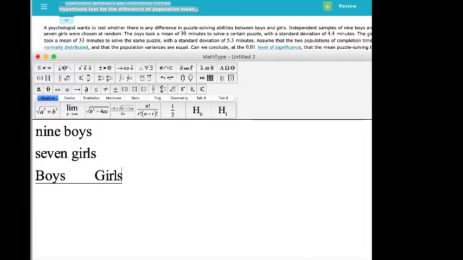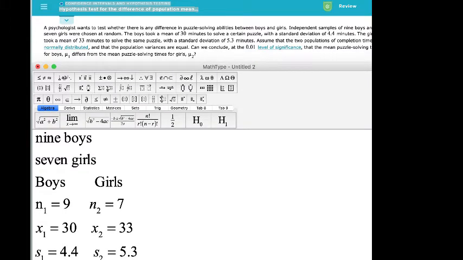And the fact that they say a random sample of 9 and 7 respectively lets you know that's n. And because there are 2 different groups, we want to denote which one's the sample size for boys compared to girls, so we use n1 and n2. So we have n1 for the boys is 9, and n2 for the girls will be 7. We also have that the mean is 30 with a standard deviation of 4.4 for the boys and 33 and 5.3 respectively for the girls. So let's capture that in MathType.